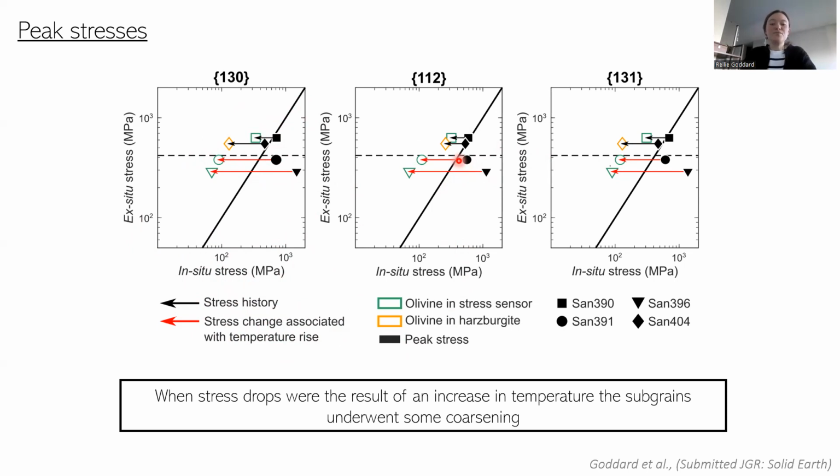So this shows that potentially when you have stress drops that result from an increase in temperature, you can get some sort of coarsening, potentially annealing. But in these situations where you suddenly drop the stress in strain rate in very fine grain rocks, then potentially you can record these peak transient stresses that are experienced. And this would be relevant if you're thinking about very high stresses that are associated with earthquakes, that potentially you could be recording those in really fine grain regions of a shear zone.